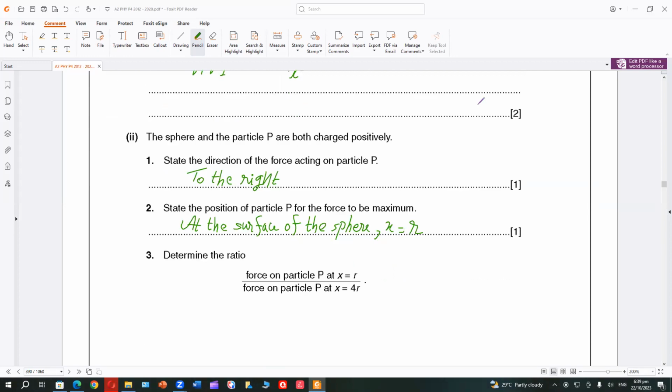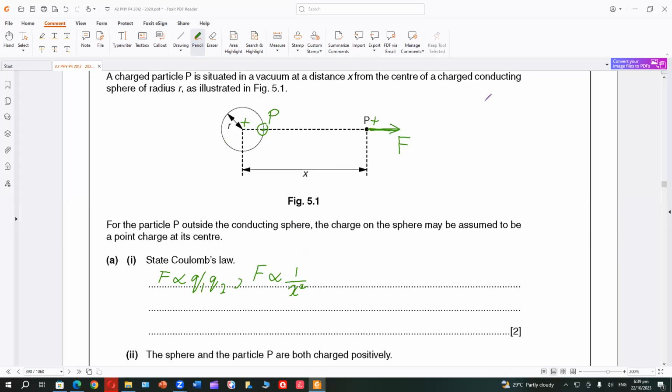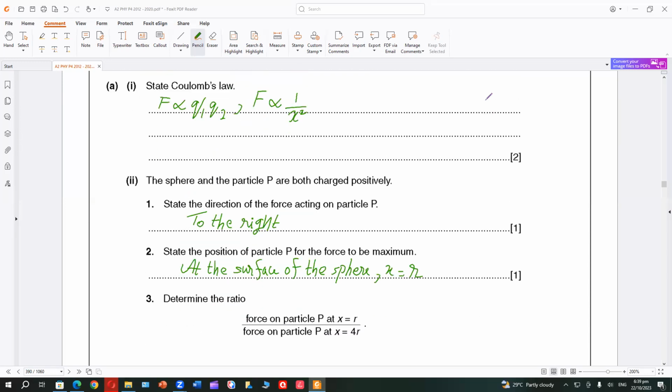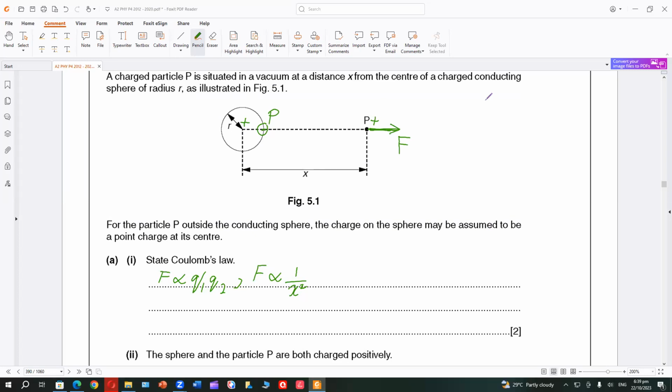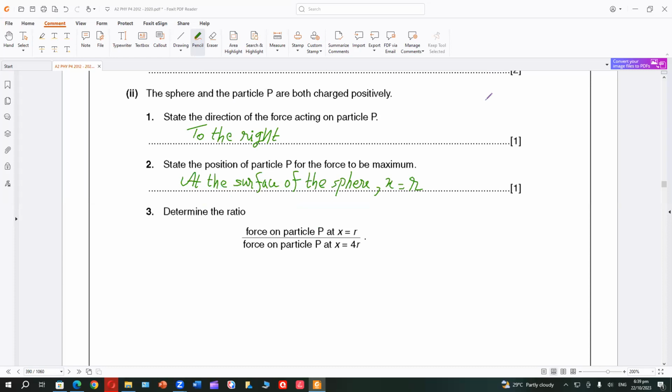The sphere and the particle P are both charged positively. State the direction of the force acting on particle P. As discussed here, the force will be towards the right, and the force will be maximum at the surface of the sphere, because it will be closest to the sphere.